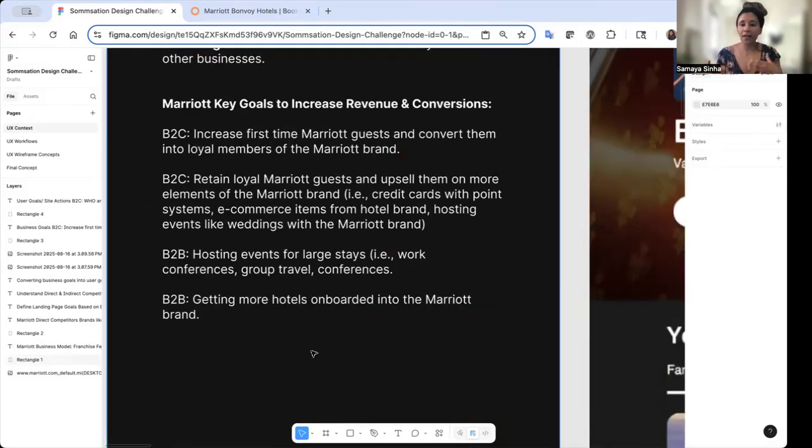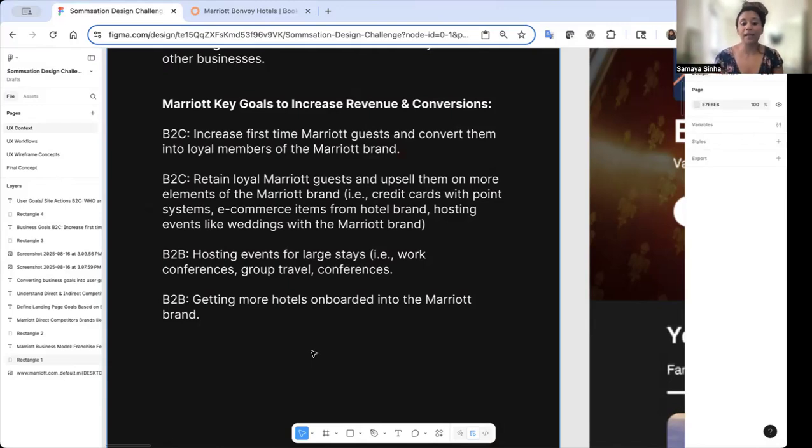From that, I wanted to break down my assumptions on B2B and B2C goals that Marriott might have based on their current business model. I'm guessing that Marriott would like to, from a B2C perspective, increase first-time Marriott guests and convert them into loyal members of the Marriott brand. And they also need to retain loyal Marriott guests and upsell them on more elements of the Marriott brand, whether that's credit cards with point systems, e-commerce items from their different hotel brands, and hosting events like weddings or even business conferences, which gets me to the B2B side.